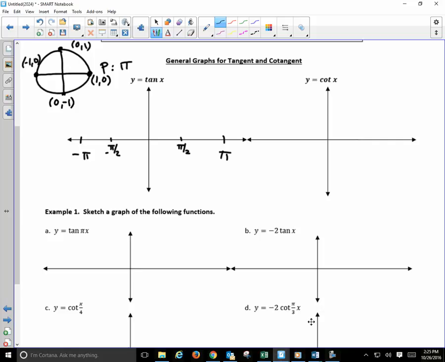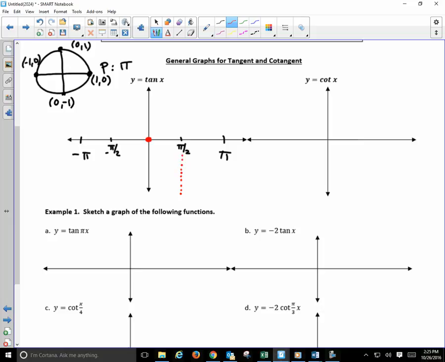What is 0 divided by 1? 0. At pi over 2, or 90 degrees, I do y divided by x. What is 1 divided by 0? If you take 1 and divide it by 0, what do you get? What do we call it? Starts with a U. Undefined.